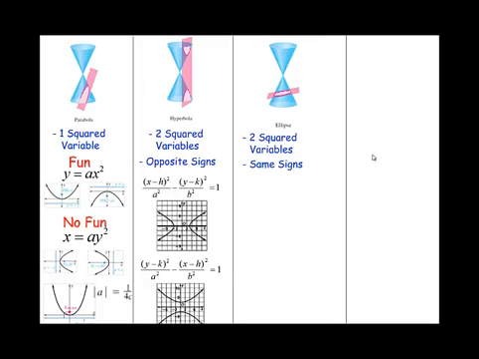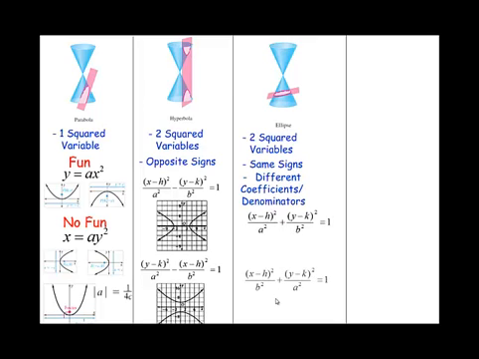But remember, a circle is also going to be the same signs, but the only difference is it's going to have a different coefficient or different denominator. So let's see here. Here's an example of an equation. Here's another example of an equation. The only difference we see is that we have an a underneath the x, and then down here, the b is now underneath the x. Okay, so over here they kind of swap.